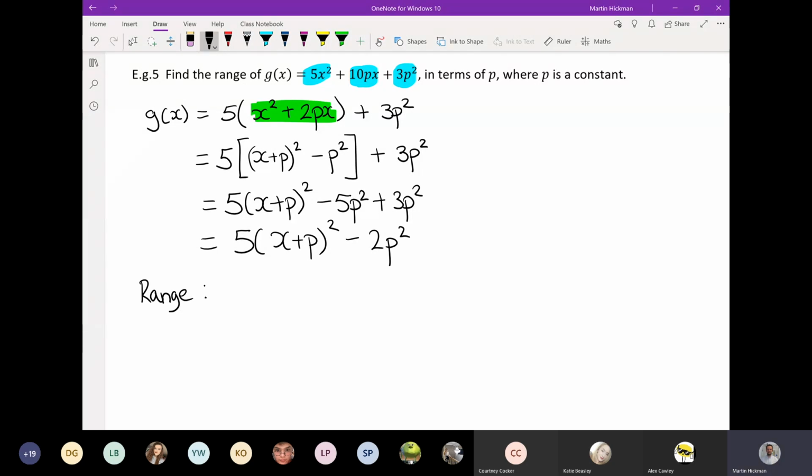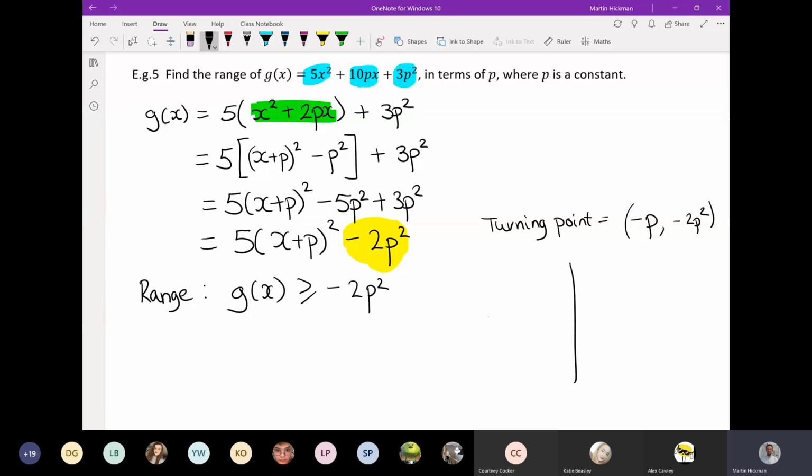In terms of my range, when I complete the square, this value here is my lowest value. If I wanted the turning point, it would be minus p, minus 2p squared. When you put in minus p, that sets that bracket to 0, and then you get left with the minus 2p squared. That's as low as it will be able to go. So your range would say g of x is greater than or equal to minus 2p squared.